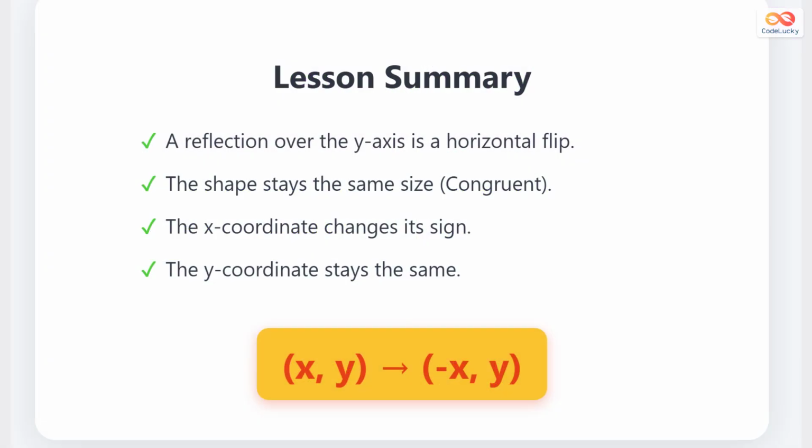To summarize today's lesson, a reflection over the y-axis is a horizontal flip. The shape stays congruent. And the most important rule to memorize is that the coordinate (x, y) becomes (-x, y). Thanks for watching.